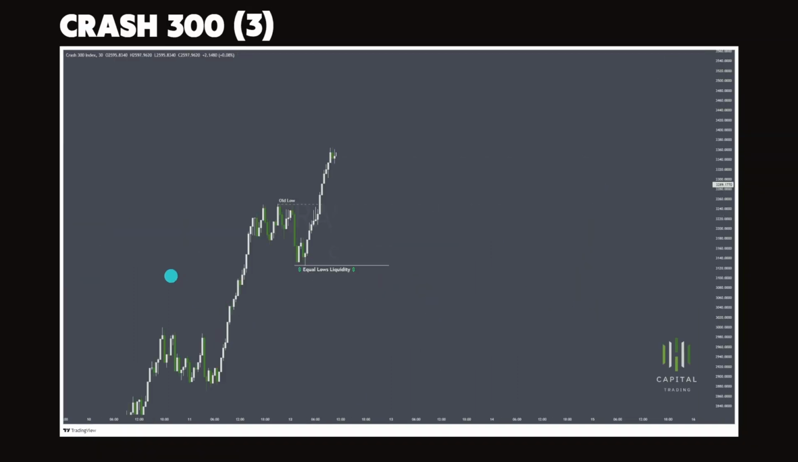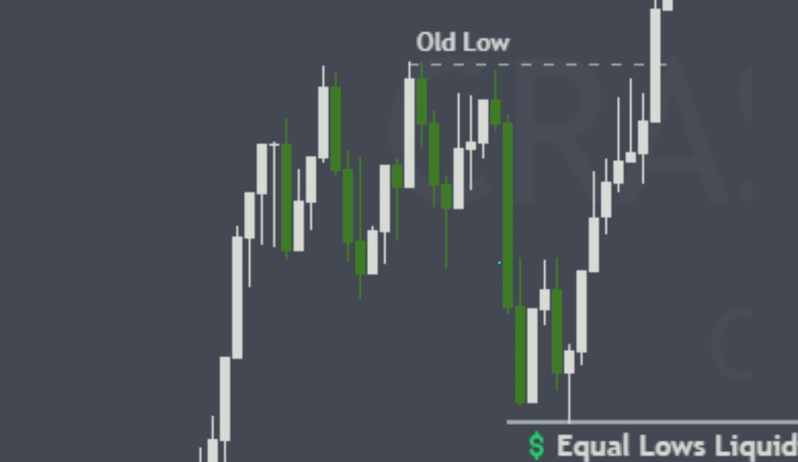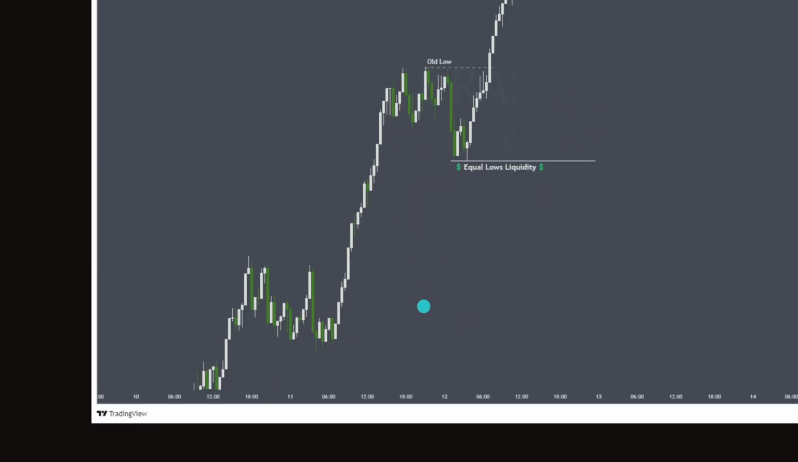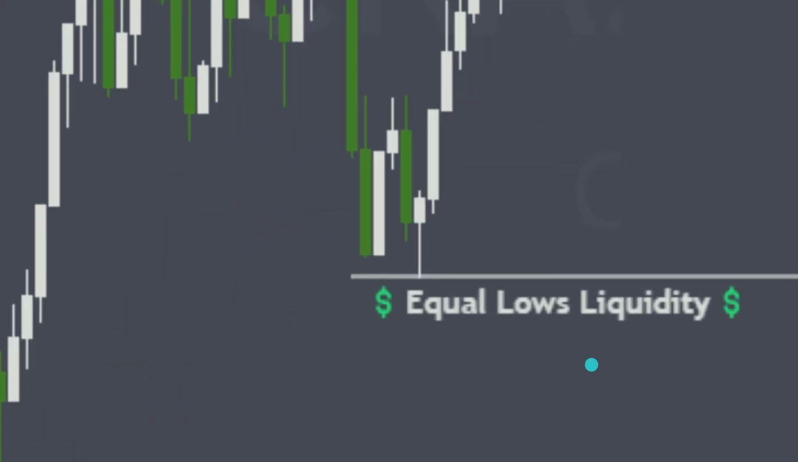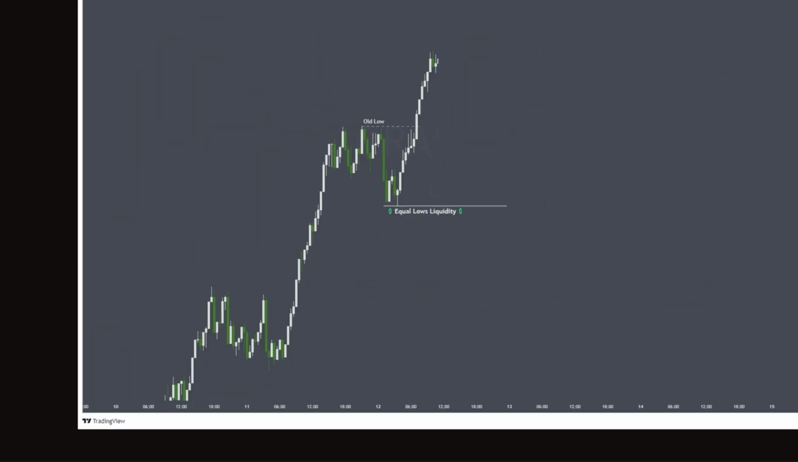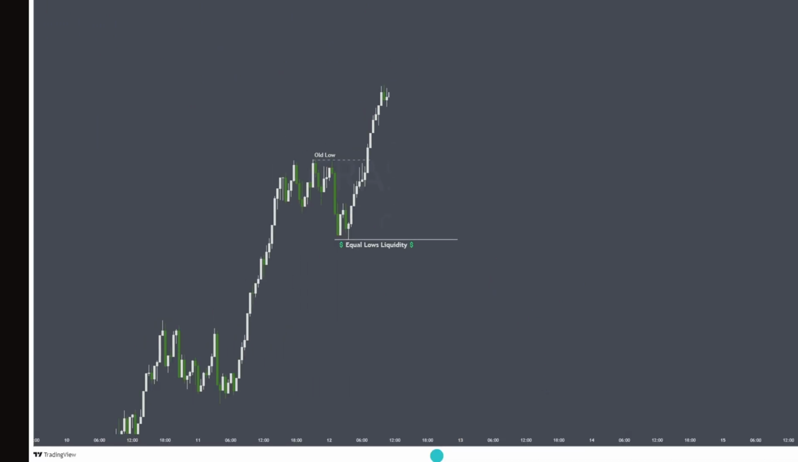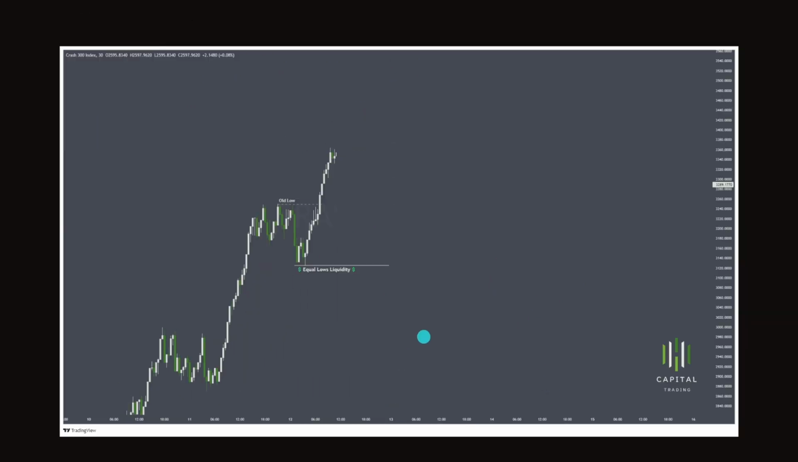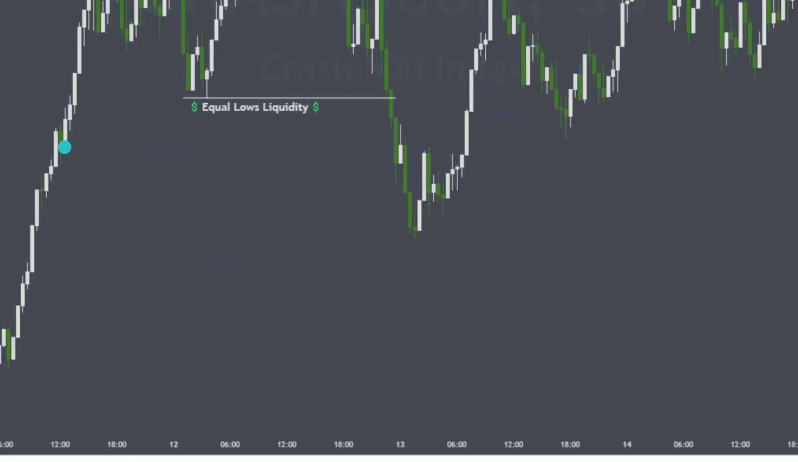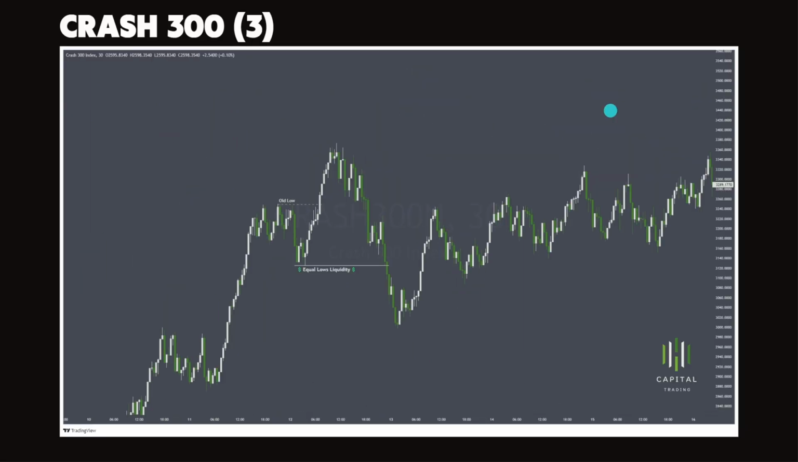Another example. We had price going up and taking out this old low, but we had a liquidity void on the left side. So we want to see if they're going to take out these equal lows, this 1, 2, and then drop to the downside to some level. I don't know what level it could be, but we had price dropping and then filling this liquidity void and then continuing going up. So that's how we look at equal lows liquidity on crash 300.